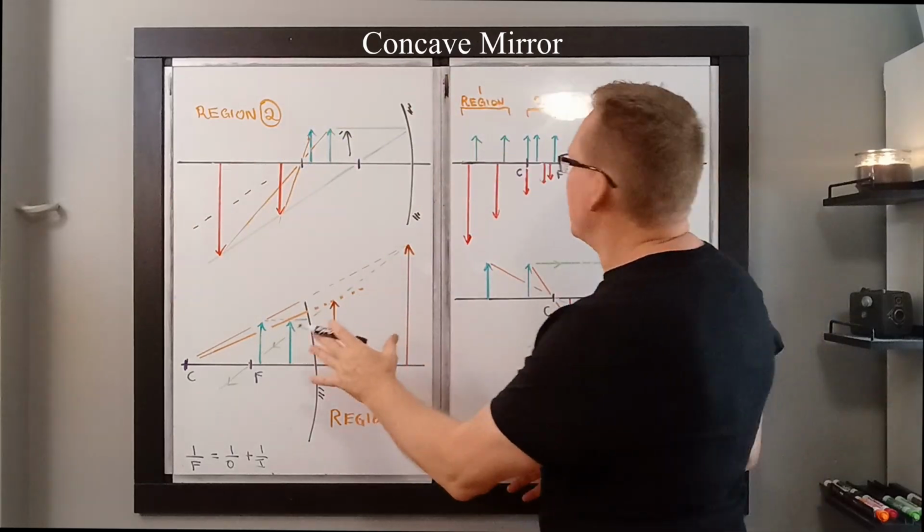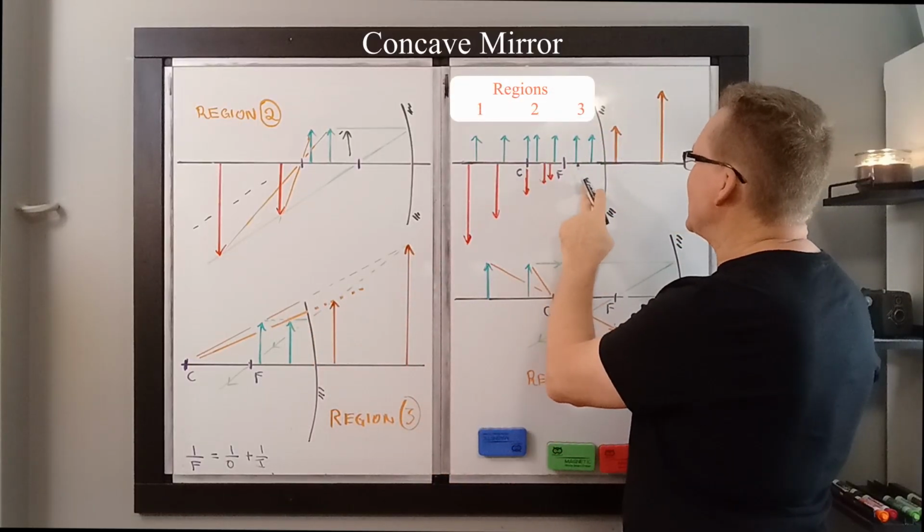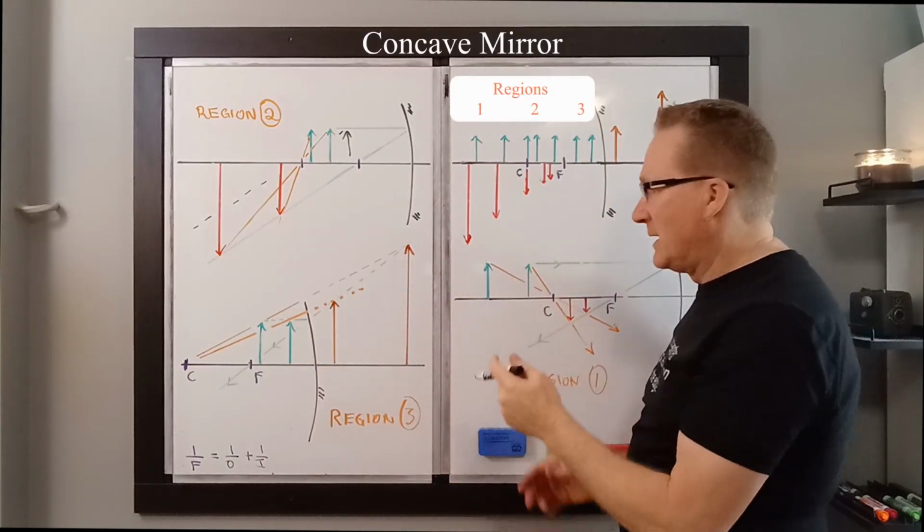Okay, now let's look at region 3 here. Region 3 are those that are inside the focal length, between the focal length and the mirror.